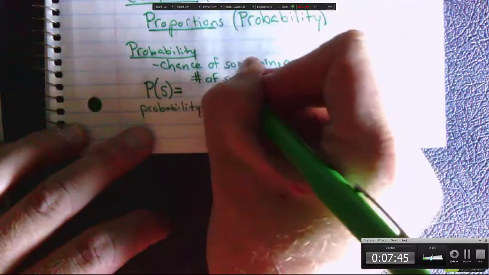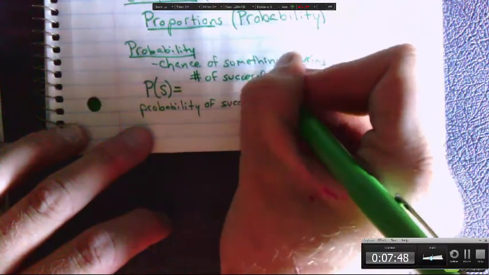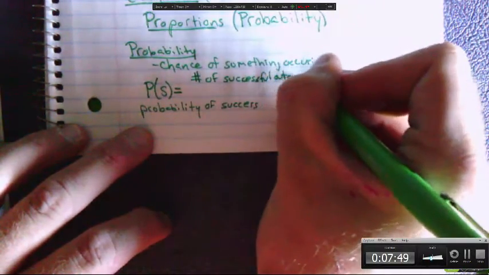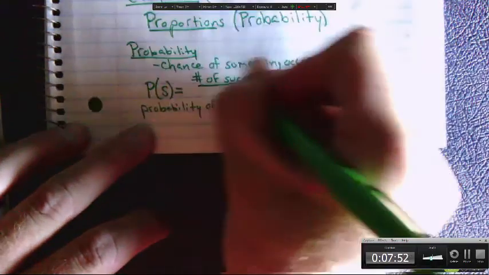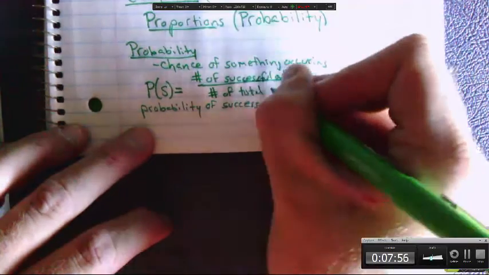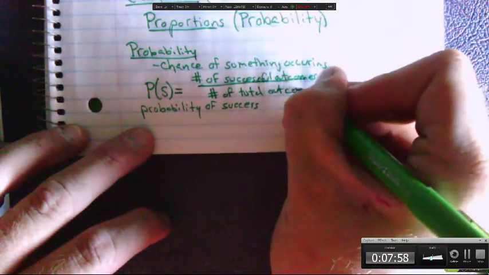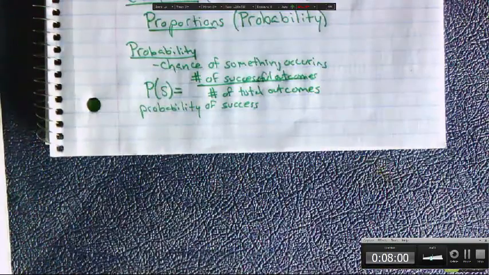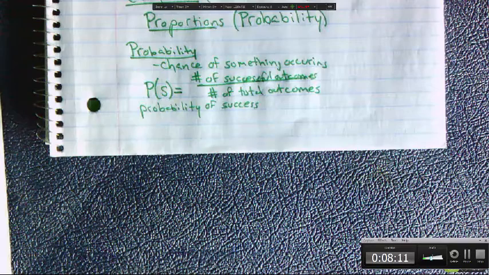is the number of successful outcomes over the number of total outcomes. If we flip a coin 100 times and it lands on heads 52 times, then it was successful 52 times out of the total 100 times that it's been flipped. Does that make sense, everybody?